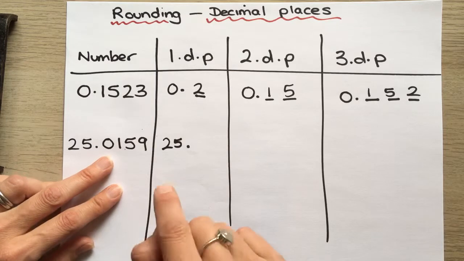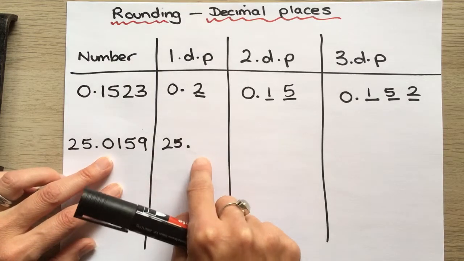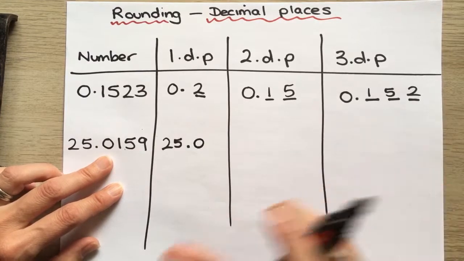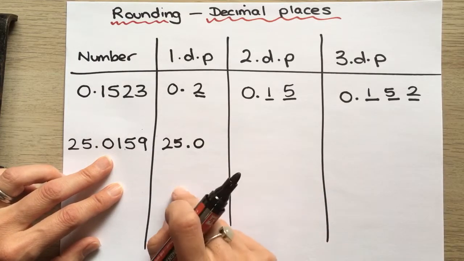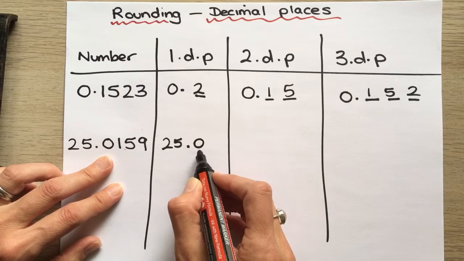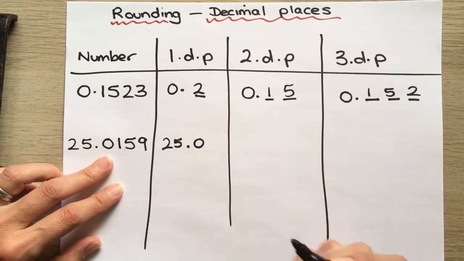Now, the biggest misconception is that because it's 0, people don't believe they have to put a 0 in. But you do, because if you forget to, you lose a mark. Because you have to give it to 1 decimal place. So there has to be 1 digit after that decimal point.